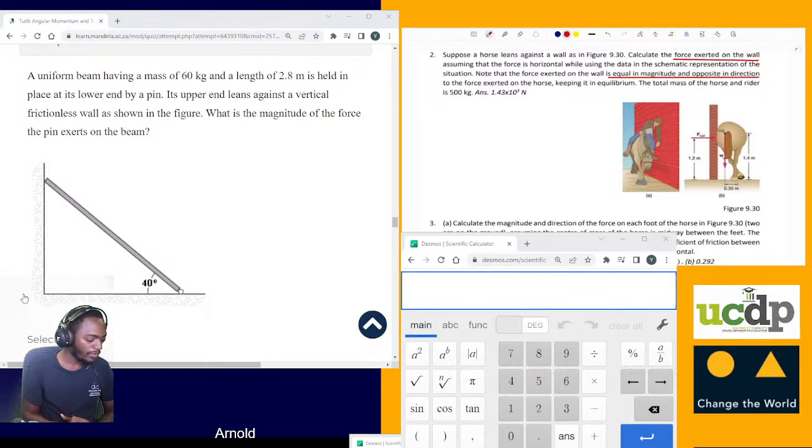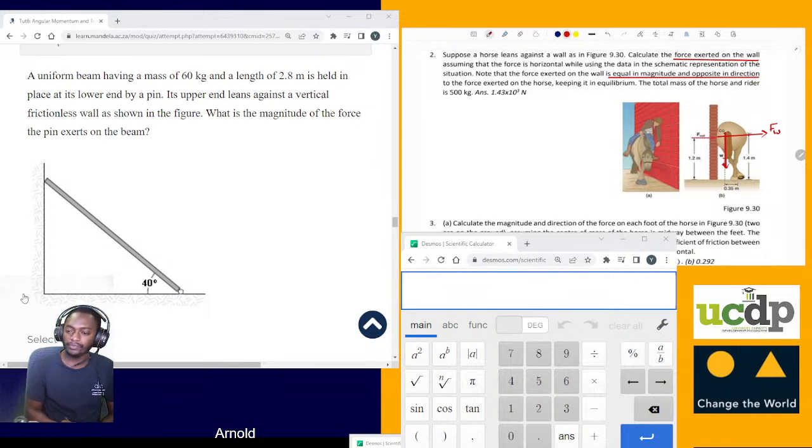Remember, the first thing that you have to do is to identify the forces acting on the system. So we have our F on the wall, which is equal and opposite to the force that the horse exerts on the wall. There it is. And the other force that we have is the weight W, which is going downwards.